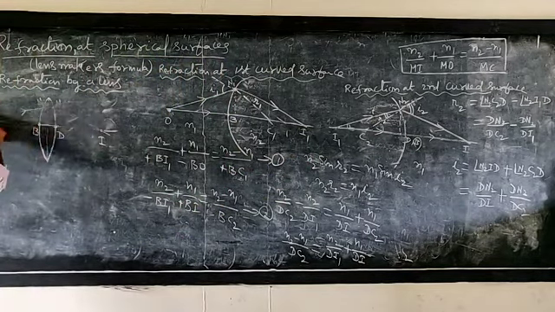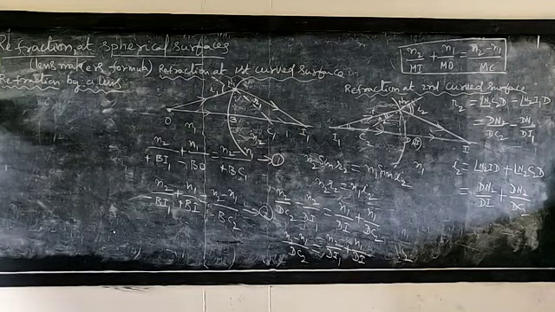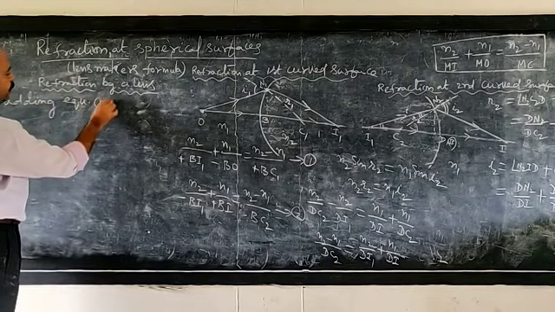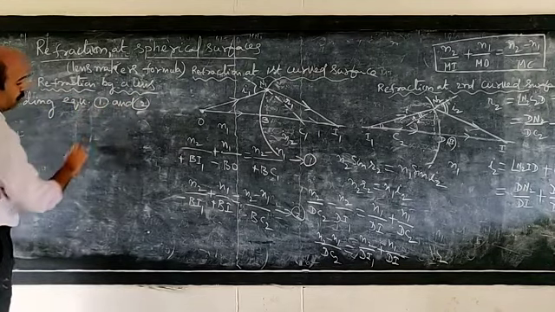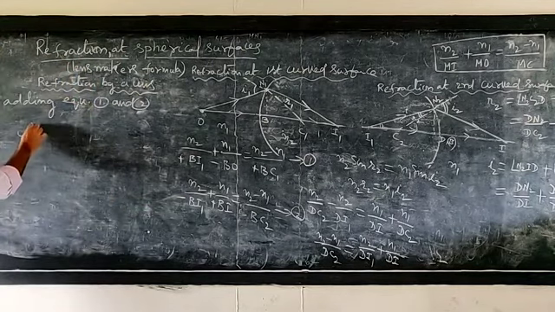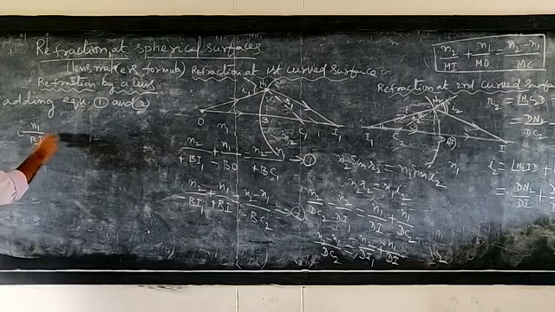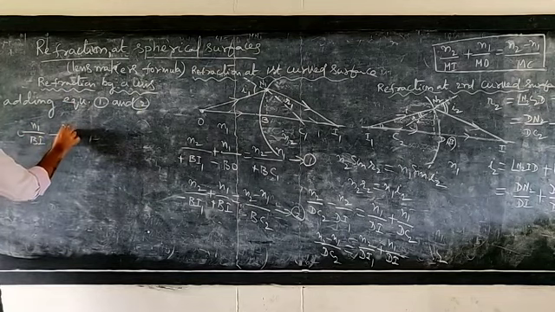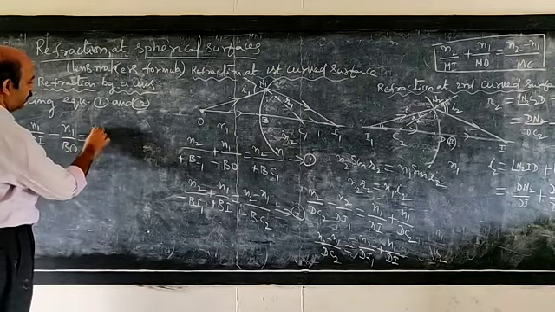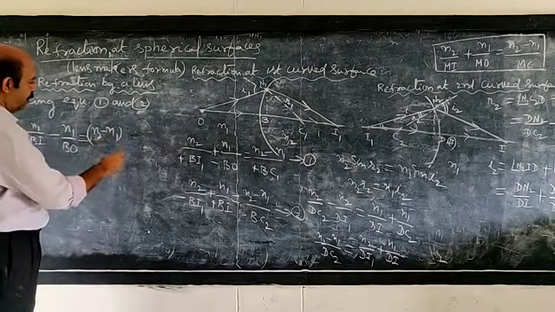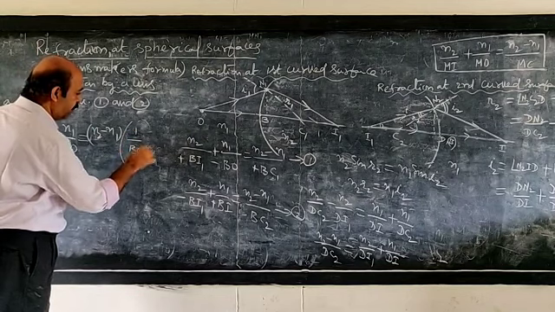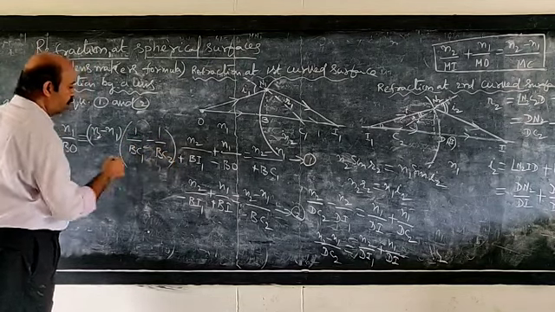Now let us add both equations 1 and 2. So what we get is that n2 by bi1 gets cancelled. Then n1 by bi minus n1 by bo is equal to n2 minus n1 common, and that is 1 by bc1 minus bc2.